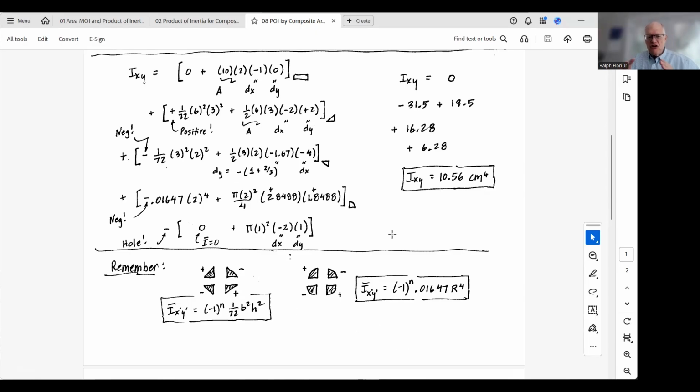So again, I chose this example on purpose for you to stretch your muscles on identifying the orientation of the triangles, the orientation of the quarter circles, the positive and negative dx's and dy's, and to be able to subtract off a hole. So a lot going on, but these are the skills that you need to find product of inertia for composite areas made up of all of these different kinds of subshapes. I hope this helps.